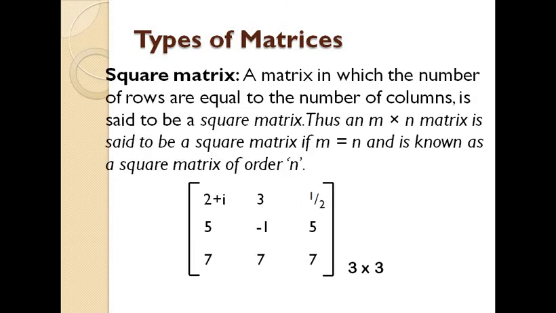A square matrix: if the number of rows and number of columns are both equal, then it is called a square matrix. So the example I have given is 3 into 3, that means 3 rows and 3 columns. Similarly, there can be 2 into 2, 1 into 1, 5 into 5, 20 into 20 matrices. That means whenever you find the order of a matrix in which m and n are both equal, that particular matrix is said to be a square matrix.